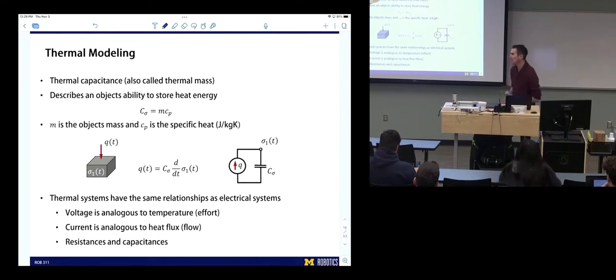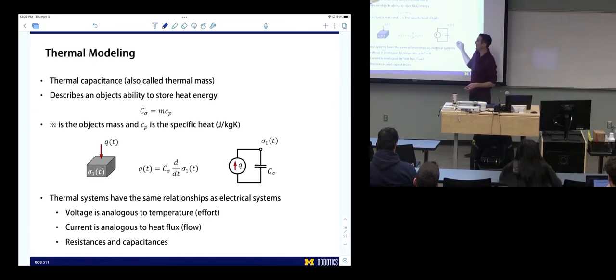The last thing we learned was thermal capacitance. This is like energy being stored in a mass, heat energy. And we set up a little circuit that looks like this. This is a current source, so this would be an electrical current source.